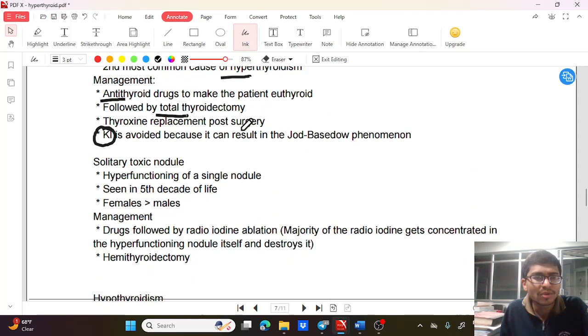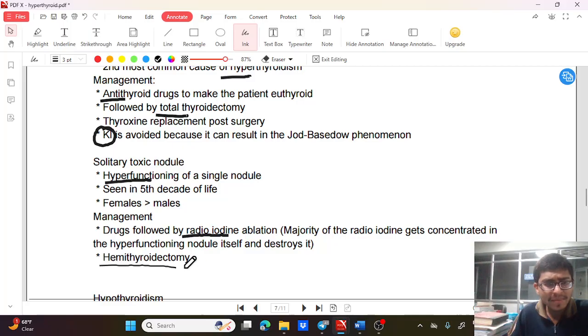Then lastly, coming to toxic solitary nodule, where there will be a single nodule which will be hyperfunctioning, and it is seen in the 5th decade, around 50 to 60 years, and again it is more common in females. And how do we manage these cases? By drugs followed by radioiodine ablation, because radioiodine will concentrate in the hyperfunctioning nodule and destroy it. And lastly, if required, we'll go for a hemithyroidectomy. So only the part of the thyroid which is having the nodule will be removed.